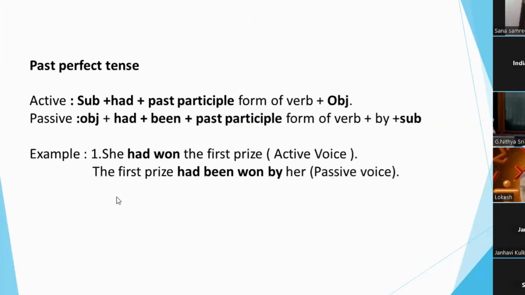So now, when you have past perfect tense, what is the structure? The active voice will have the structure subject plus had. Ma'am, I did not understand the passive voice of past continuous tense. Okay, okay.